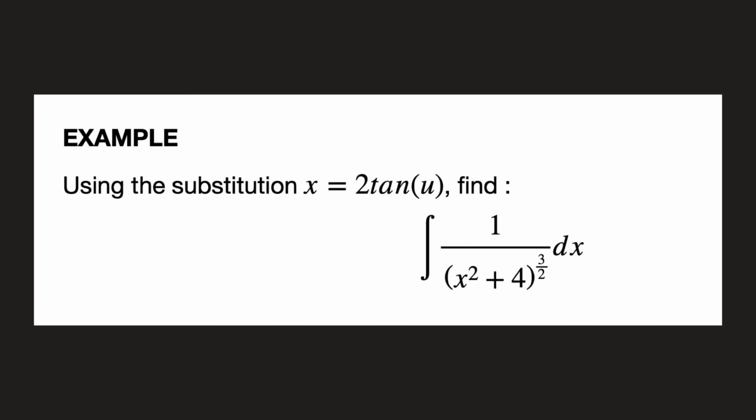In this video on the method of substitution for integration, we work through the example on the screen, in which we're told, using the substitution x equals 2 tan of u, find the integral of 1 over (x squared plus 4) raised to the power of 3 over 2. One of the things that makes this type of question stand out is that at the end, to state our final answer, we'll need to make use of right-angle trigonometry. In fact, we'll even be drawing a right-angled triangle. Don't worry, that will make sense when we get there.